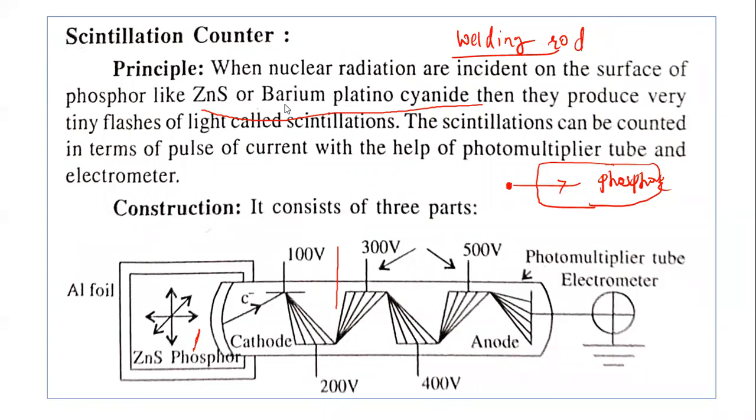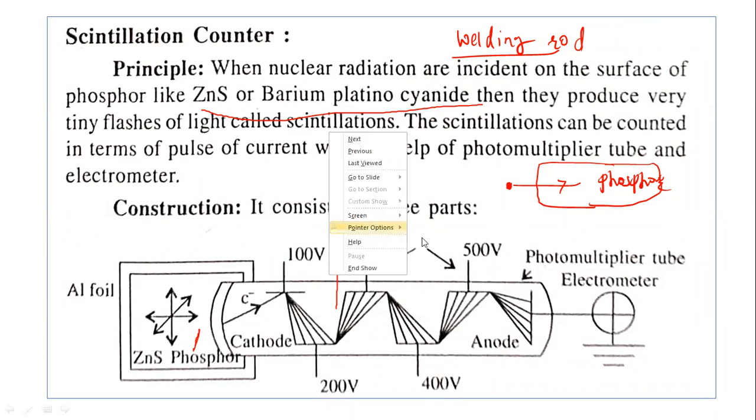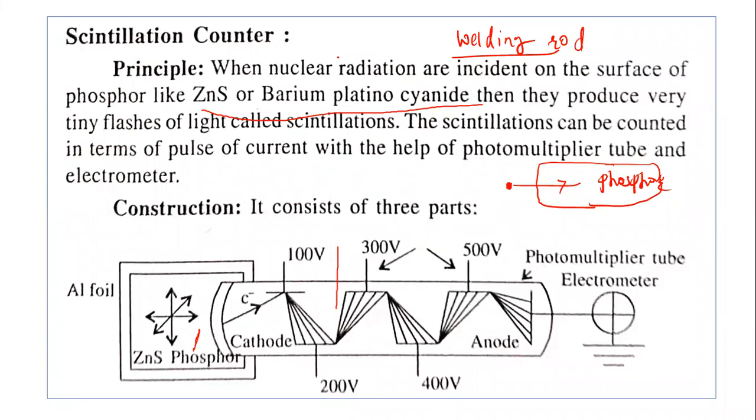Now in the scintillation counter, when nuclear radiations are incident on the surface of the phosphor, we require a phosphor material to produce the scintillation. So the scintillation counter consists of three parts.